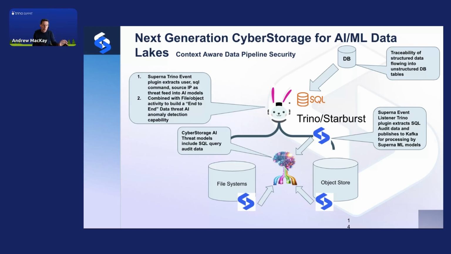At the same time, we also need to protect the file system and the object store from activity that is not coming from SQL. We need to correlate: if there's a modification to a Parquet file, did that originate from Trino or not? So we have to draw a big circle around all of the data in the pipeline, all the data sources and all the data manipulation potential, and apply our AI models to protect the data.